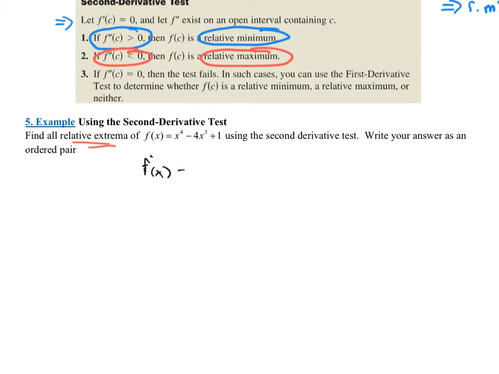The first derivative, as this is a polynomial function, is pretty easy to find. It's 4x cubed minus 12x squared. We want to find the critical values, so we want to set that equal to 0. Notice this is never undefined.